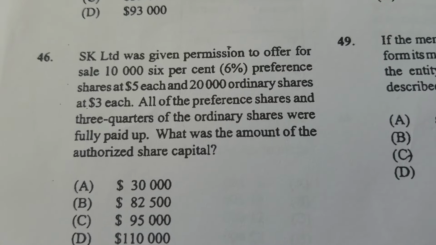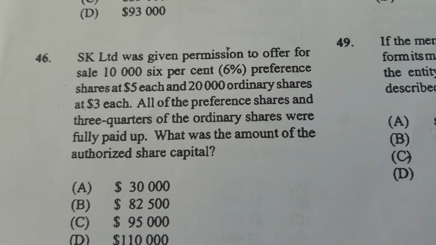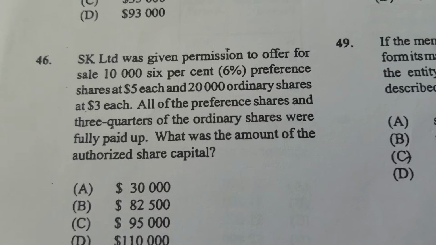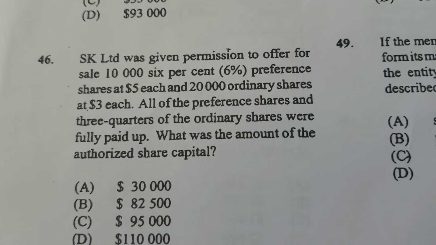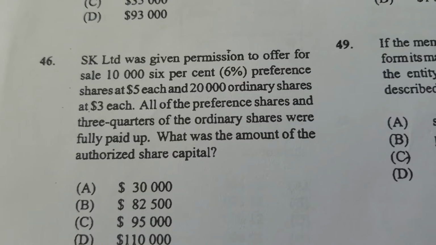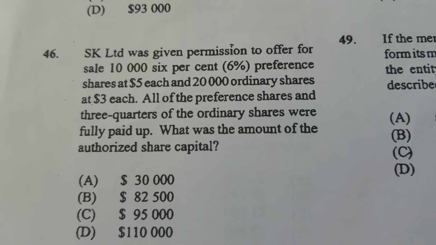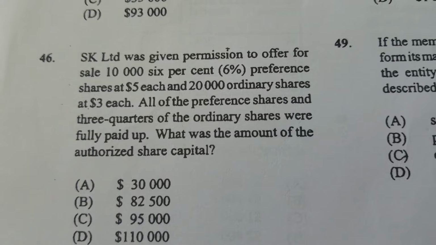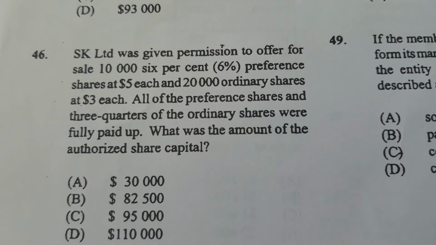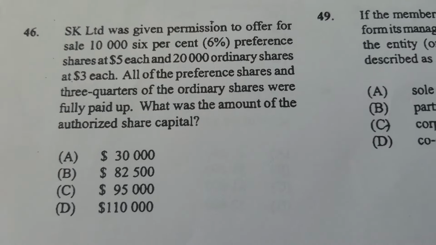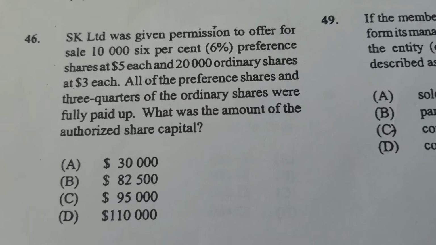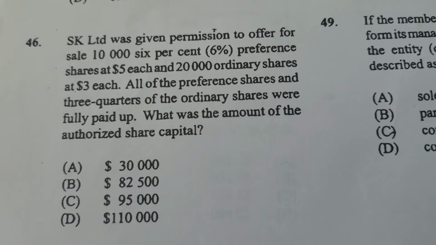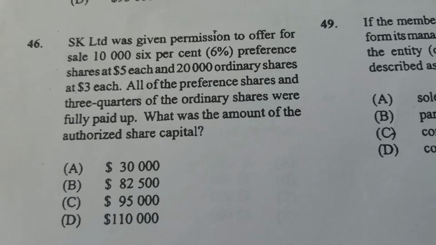So you multiply the 5 times the 10,000, yes? And the ordinary shares would be 20,000 times the 3, right? 3 times 2 is 6, that will be 60,000. So when we add both, we should get a total of 110,000. So the authorized share capital then should be $110,000. That's D. Let's go to question 47.